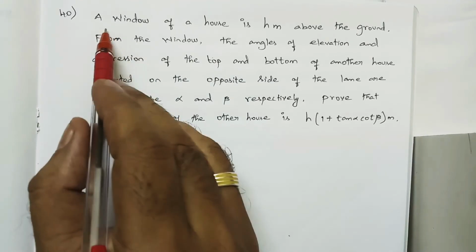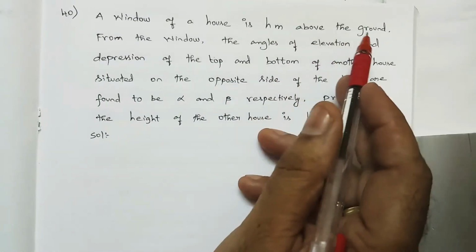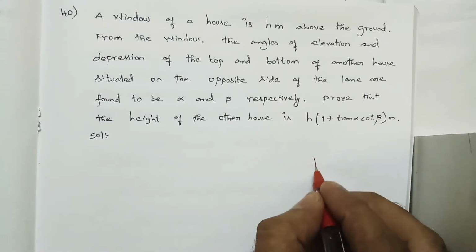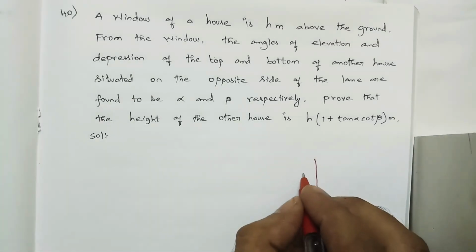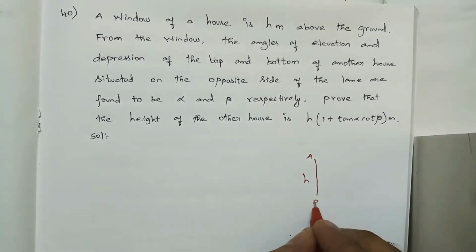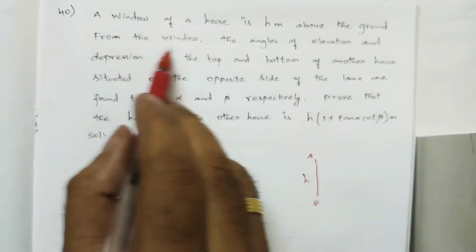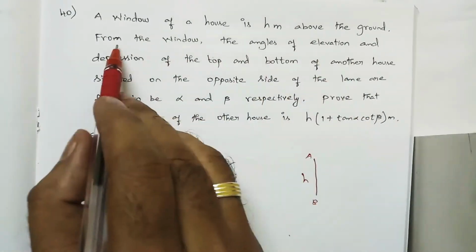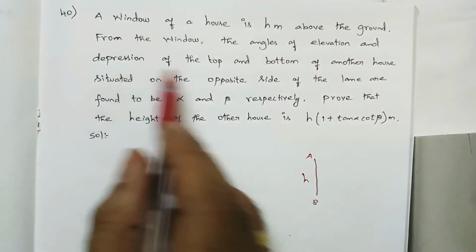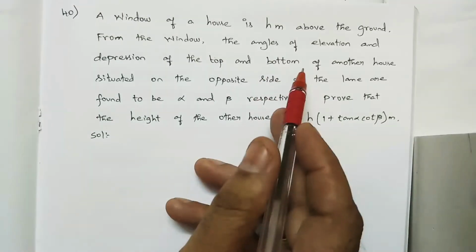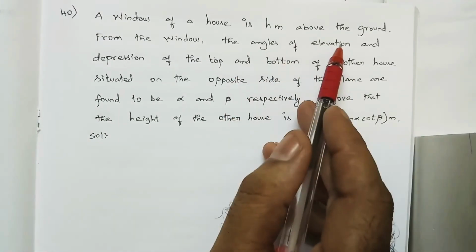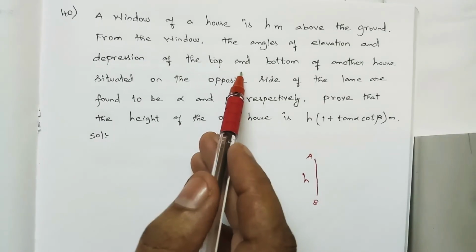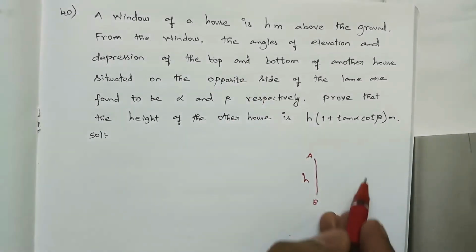Sum number 40. A window of a house is h meter above the ground. A window of a house, right? H meter above the ground, right? So A, B, h meter. From the window, the angle of elevation and depression of the top and bottom of another house, right? We are having angle of elevation as well as angle of depression, right?